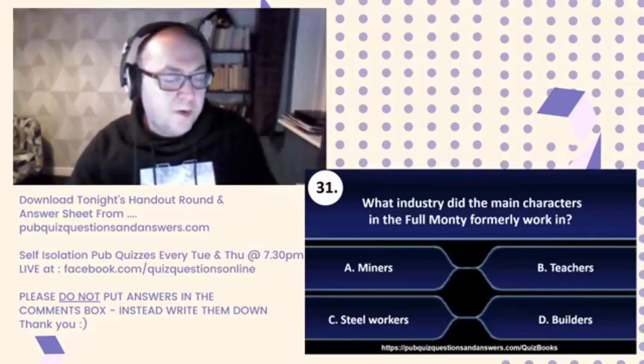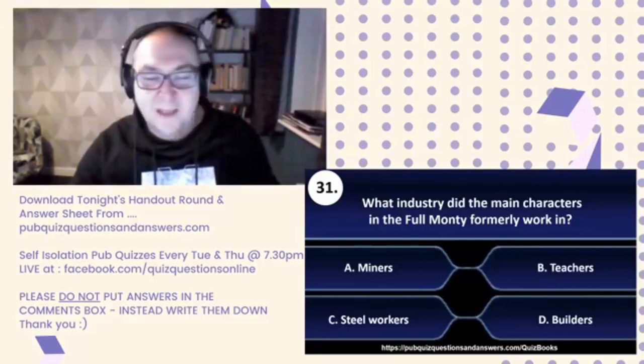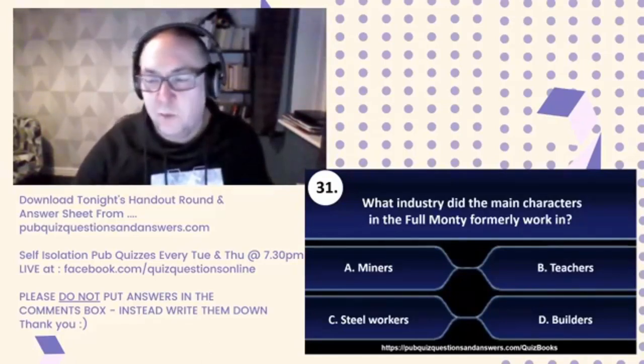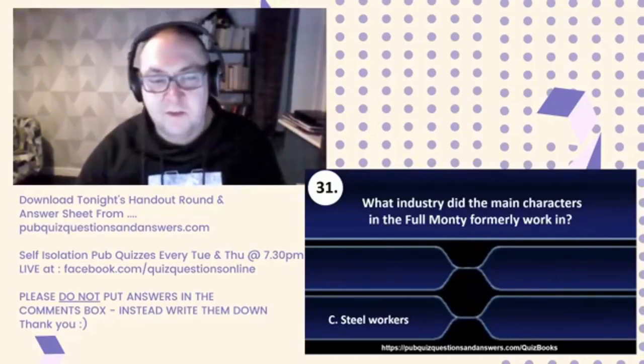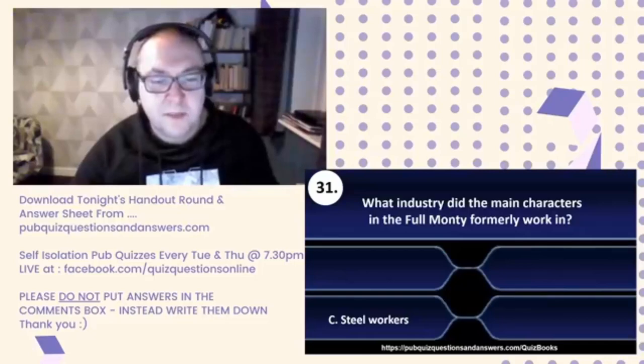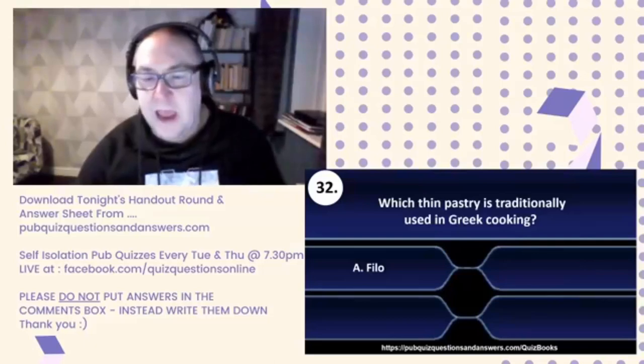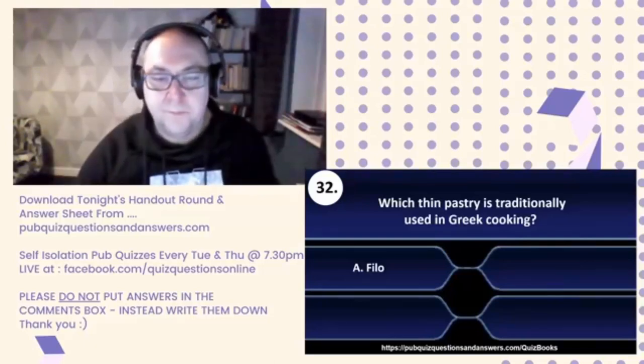Okay, let's do the answers for you. We'll keep things moving along, on to the Gambit round next. So in this round, whatever number you put into the box that we say is correct is the points you score for that question. Number 31, the right answer is C, steelworkers. Whatever number you put into box C is the points you score for question 31. 32, the right answer is A, phyllo pastry.